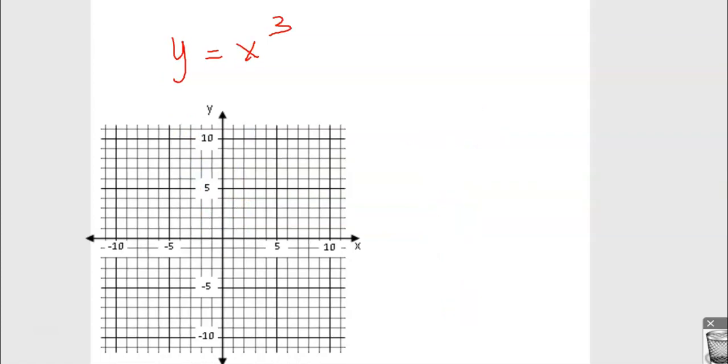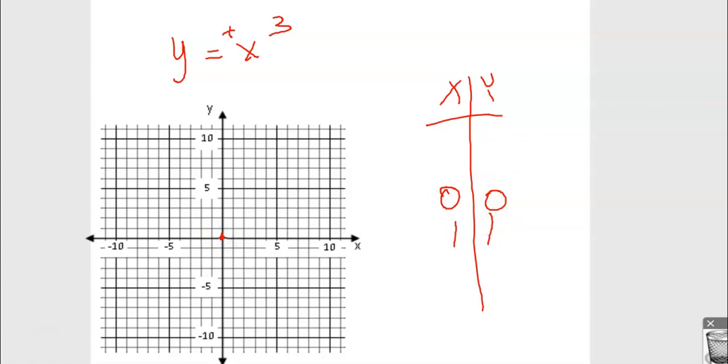X cubed. Well, again, you should know this is a positive x cubed. If you don't know what the positive x cubed looks like, you can always make an xy chart. And I would always start with 0, so 0, then 0. And then if I plug 1 in, 1 cubed is 1, so 1, 1. Now watch what happens when I start plugging in bigger numbers. When I plug in 2, 2 cubed is 2 times 2 times 2, which is 8. Even 3 cubed is going to give us 27. That's kind of a big number to graph. So let's just graph 2, 8.